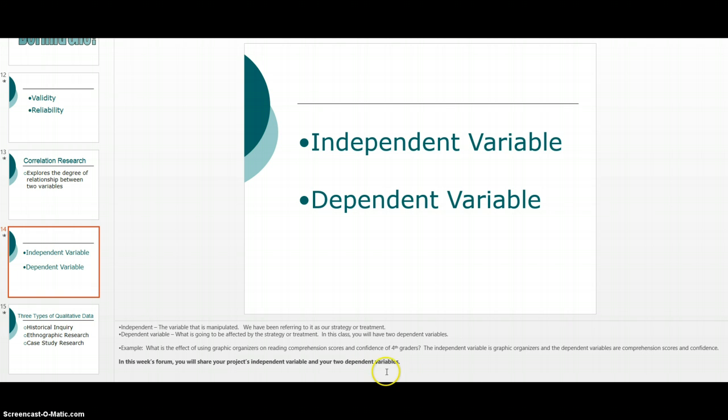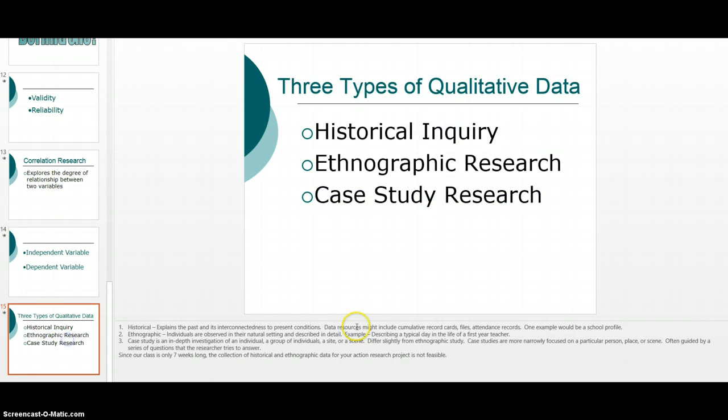In this week's forum, you're going to be sharing with each of us your project's independent variable and your two dependent variables. Finally, 3 definitions that we need to know are historical inquiry, ethnographic research, and case study research. And I won't read those to you because you all can read, but for our class, since it's only 7 weeks long, the collection of historic and ethnographic data is going to be kind of not feasible because we don't have a lot of time.